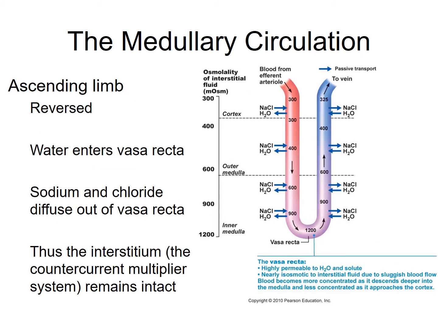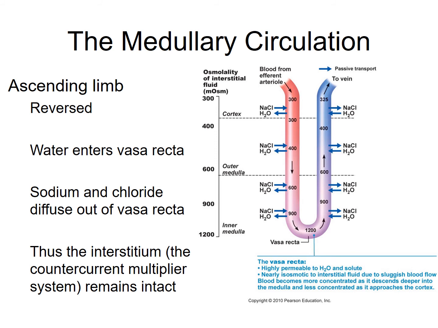Okay, as you go back up the ascending limb, this gets reversed, and you can see again as you go back up the ascending limb, water will actually enter the vasa recta, and sodium and chloride will actually diffuse out of it. Okay, and what's your result here? Your result here is that the vasa recta doesn't affect this gradient, and that leaves the countercurrent multiplier system intact.